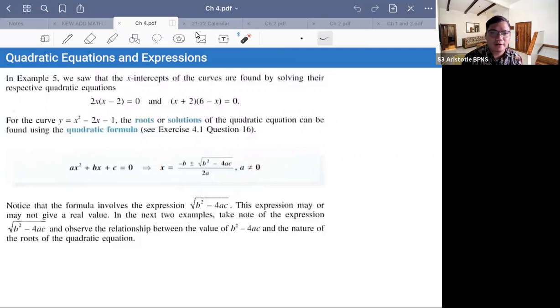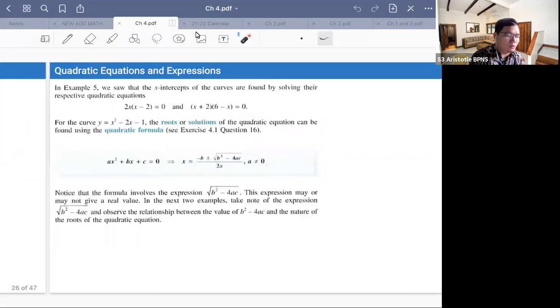So we have learned this back in EMATS, right? I think 2 weeks ago. And also, let's go back to our examples from yesterday. Just a while ago, we graphed something like this, right? So x plus 2 and then 6 minus x equals 0. Let me go back to those slides.